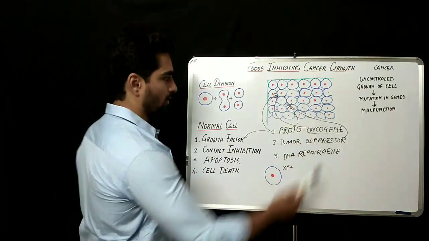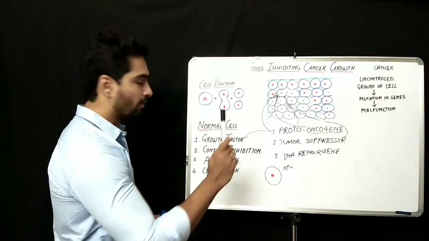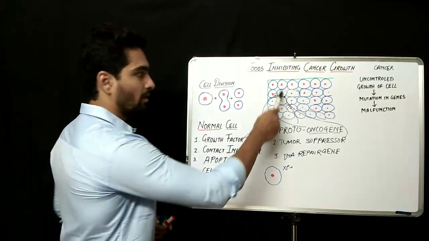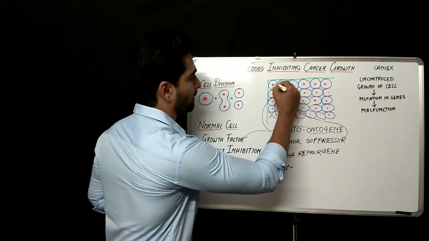So we have seen a cancer cell. A cancer cell will never follow these four characteristics. It will never depend on growth factor. It will be an independent cell which will just keep on growing, keep on growing, keep on growing.